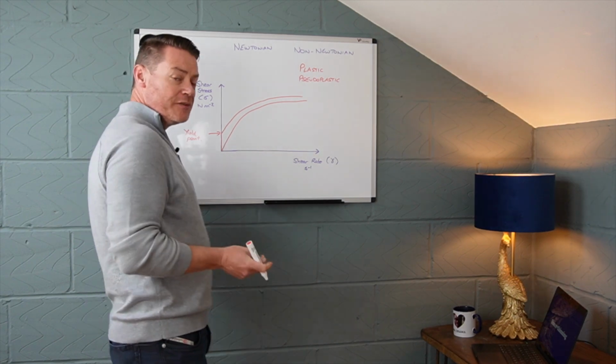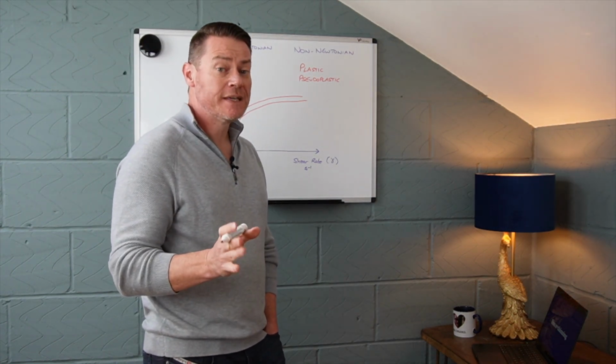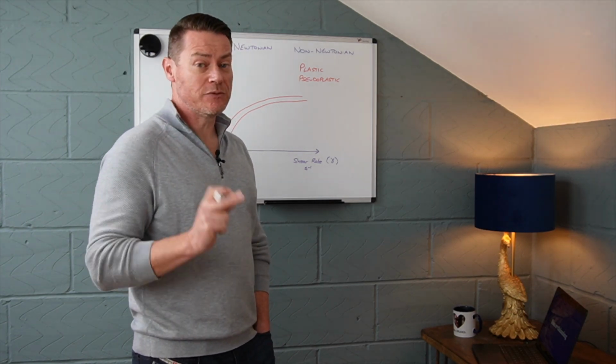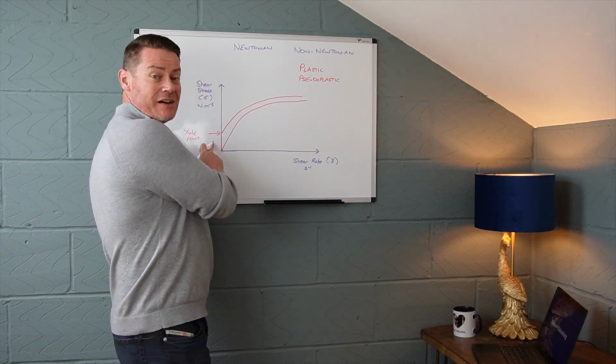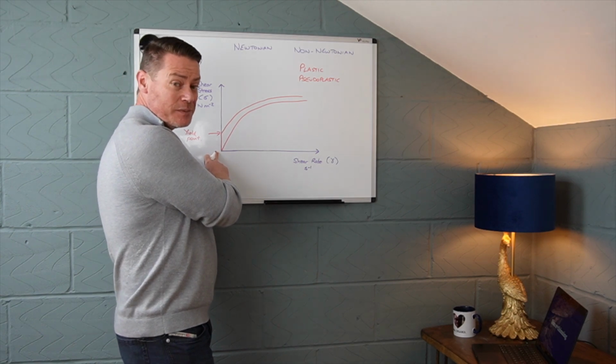So, the key difference between a plastic material and a pseudoplastic material is that a plastic material has a yield value and a pseudoplastic material doesn't. It's really subtle, and you've got to be able to look at these graphs and determine, is there a yield point or not? Because that's the key difference between them.